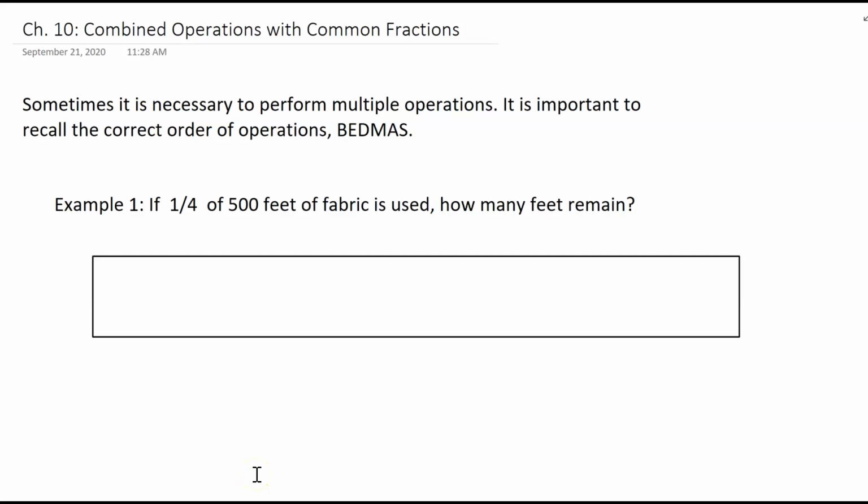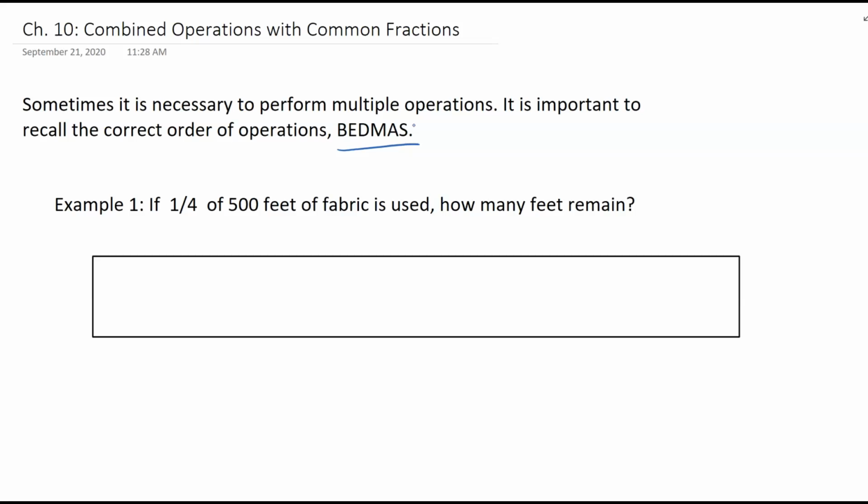All right, well, sometimes it's necessary to perform multiple operations. It's important to recall the correct order of operations when you're doing this. For example, BEDMAS is one way that we remember the order of operations. Often, I would also say that a little diagram or a sketch is helpful just to organize your thoughts, or a table to keep the values organized also. So let's look at a couple of examples.